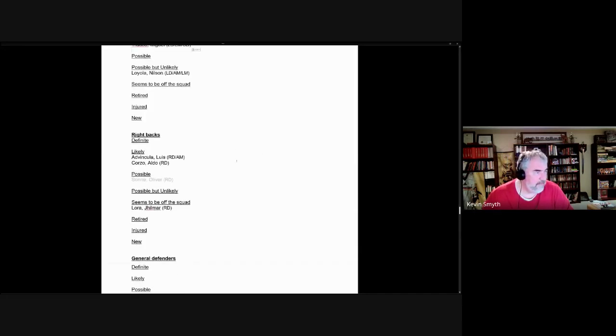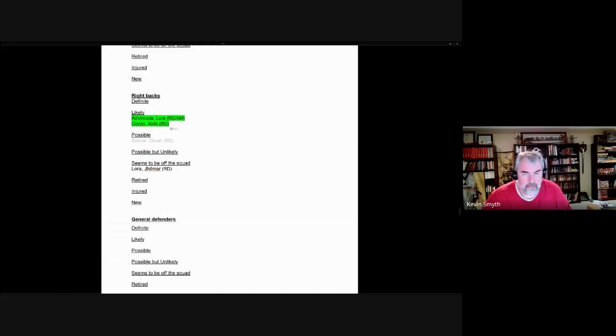Okay, moving over to right backs. Again, no definite candidates, but two likely candidates in Luis Advincula and Aldo Corzo. Both of them were selected. We had a possible candidate in Olivier Sonne, and he too was selected for the final squad. And that's all we have on this side.